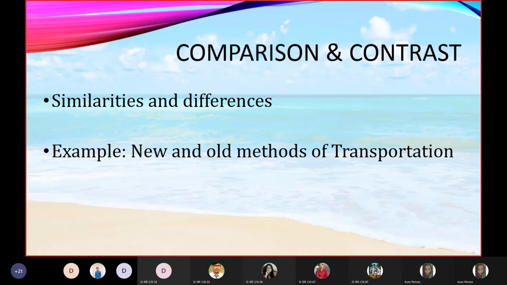Comparison and contrast means finding differences, and comparing means we compare them, and contrasting them means we see similarities and differences. For example, as I told you, new and old methods: we would be comparing what the new methods are, what the old methods are, and we'll be contrasting them, seeing similarities and differences. Contrast is not a different term. Comparison and contrast is one term, right? And comparing and contrasting means you are finding similarities and differences.